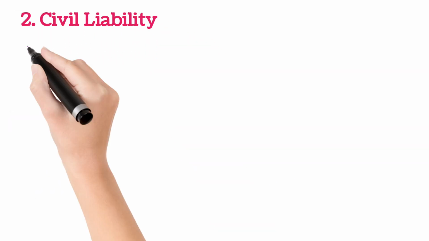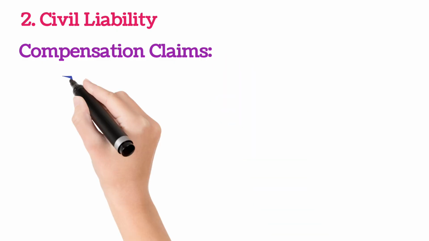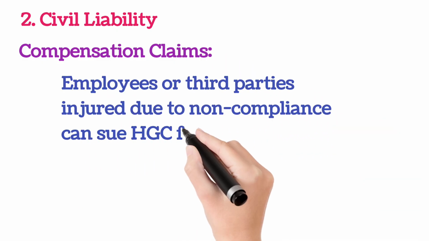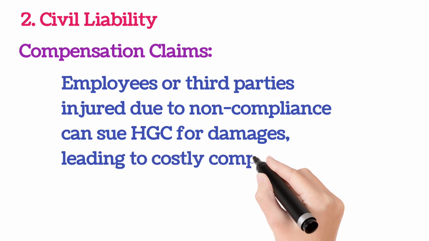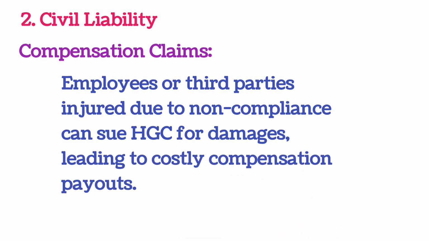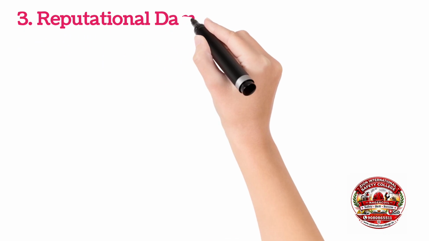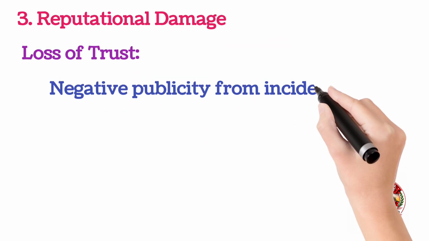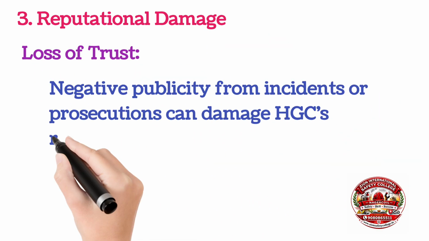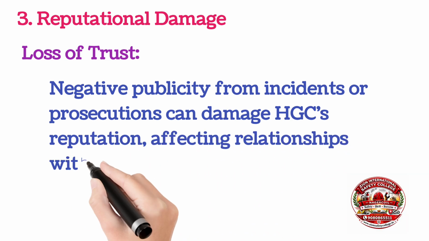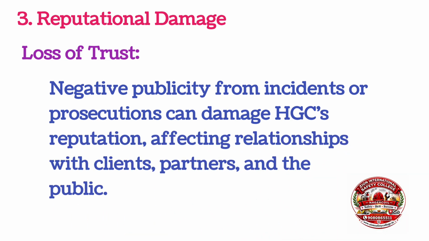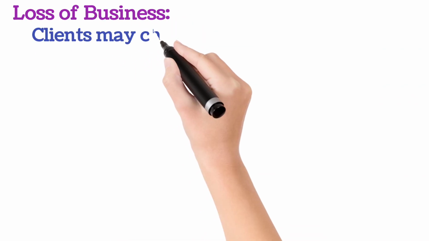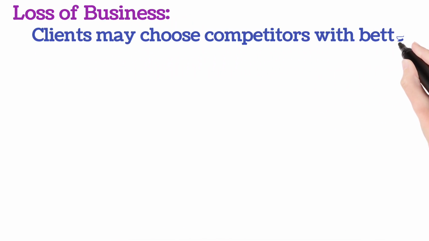Civil liability. Compensation claims. Employees or third parties injured due to non-compliance can sue HGC for damages, leading to costly compensation payouts. Reputational damage. Loss of trust. Negative publicity from incidents or prosecutions can damage HGC's reputation, affecting relationships with clients, partners, and the public. Loss of business. Clients may choose competitors with better safety records.